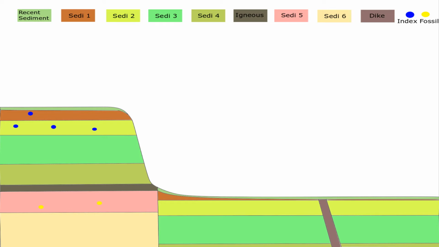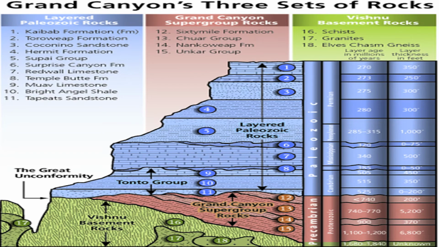Next, we see another example of a cross-cutting relationship with an igneous dike going through the brown, yellow, green, and dark yellow strata. This dike would be younger than all the strata under cross-cutting, as we previously discussed. That finishes up this example, from which we will move on to unconformities. Unconformities represent periods of non-deposition or erosion. These are found rather commonly throughout stratigraphic columns.